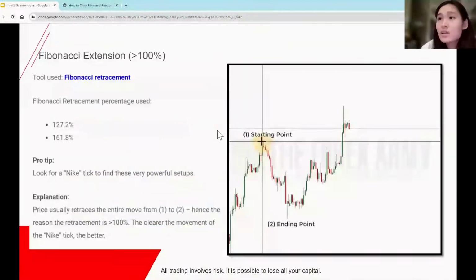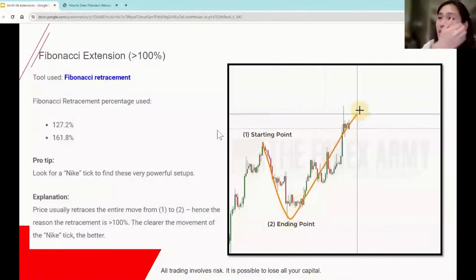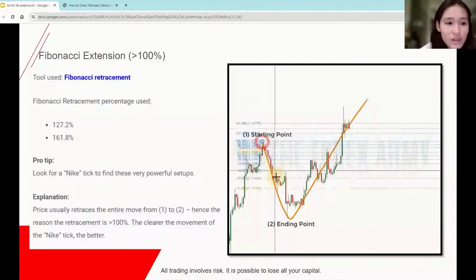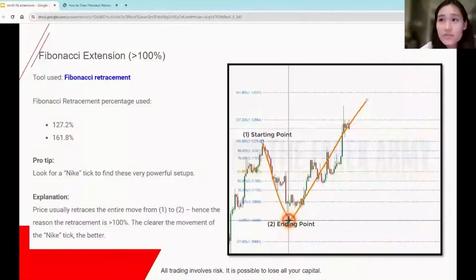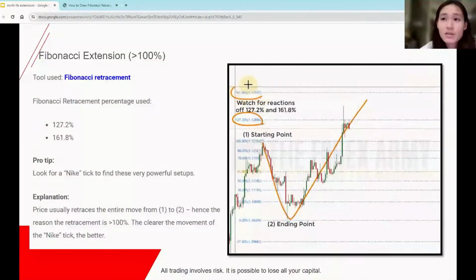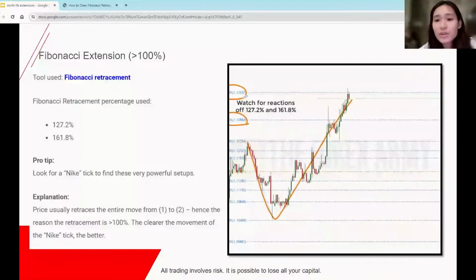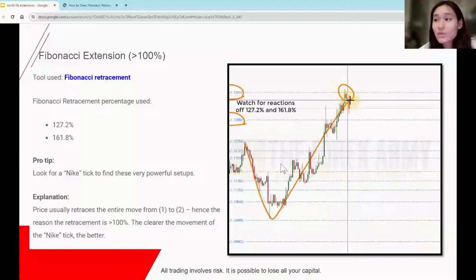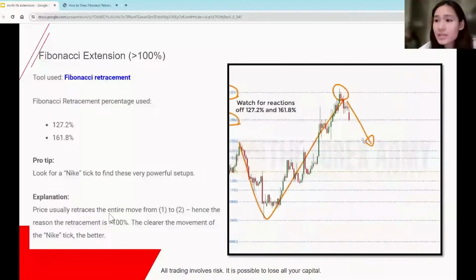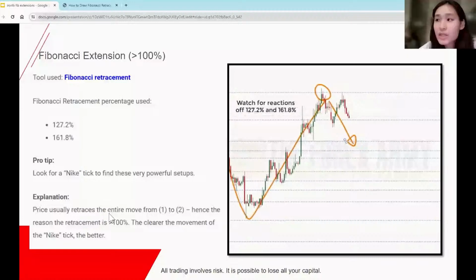Okay, so for our Fibonacci extension, getting back to this week's topic, again, the tool that we use is Fibonacci retracement, and the percentages are 127.2 and 161.8. And here we're looking for a Nike tick, like you see in the GIF here. Okay, and these tend to be quite powerful setups.